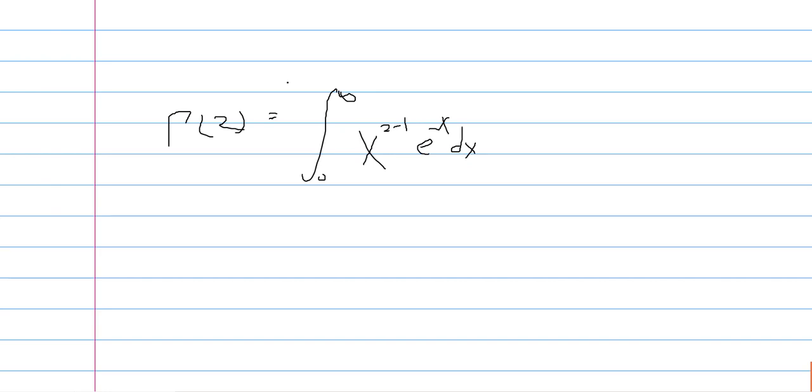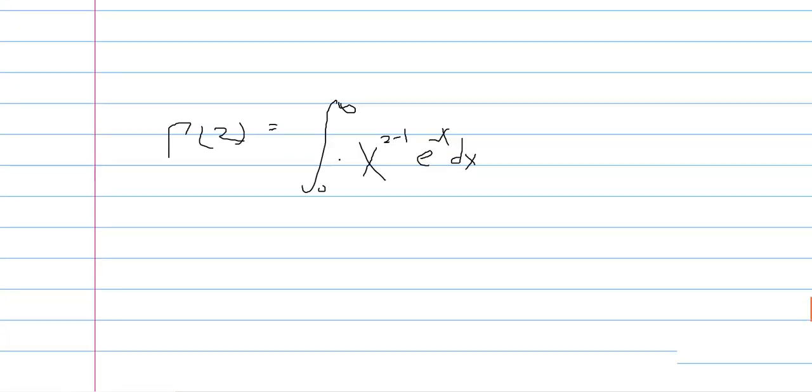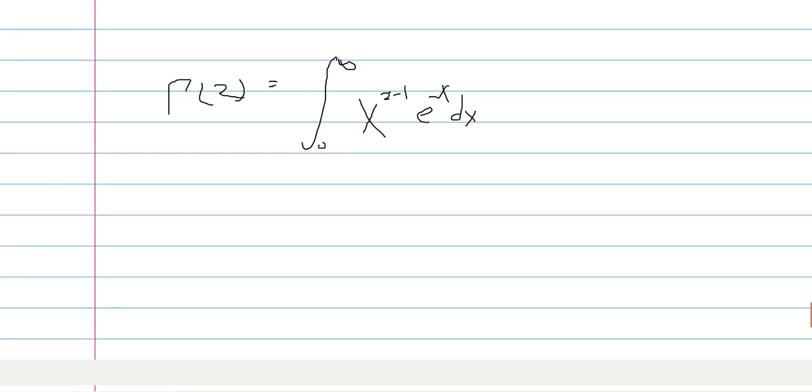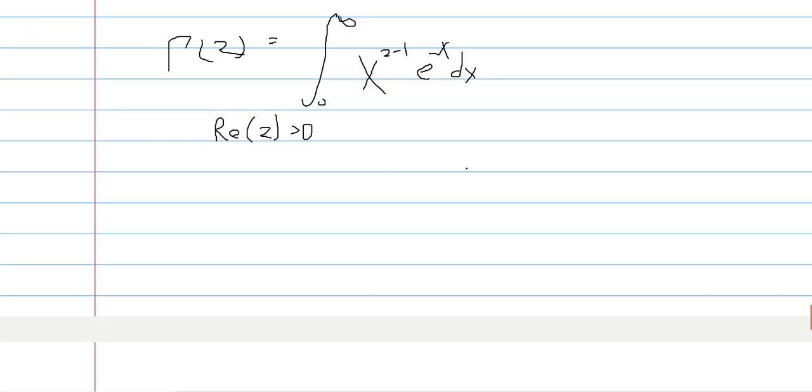Now, this form is only acceptable when the input z has a positive real part. So we would write the real part of z has to be greater than 0 for this integral to be evaluatable, however you say that word. Now, what that does not mean is that we can't use the gamma function on other inputs.